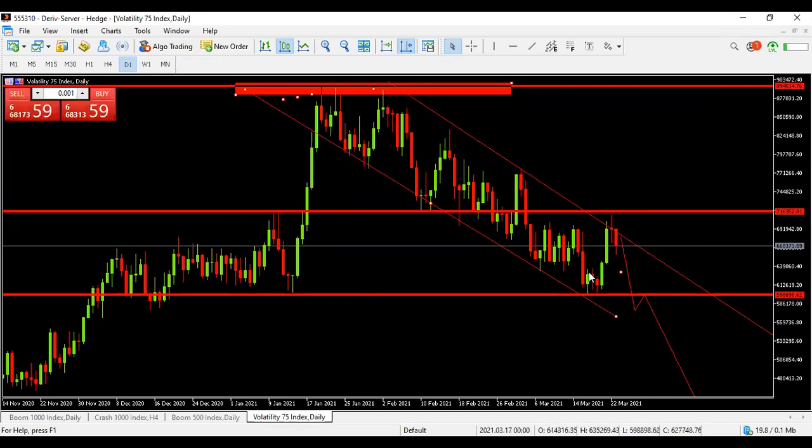So when you see this, don't try to buy down here. Always wait for the price to come up here and sell. Don't try to sell it down here. If you sell down here, you are in trouble.